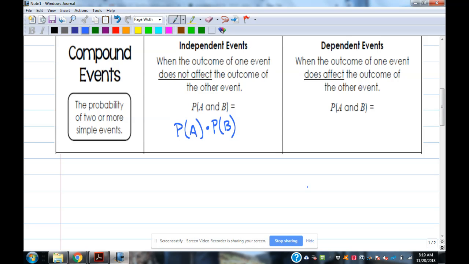But if I take that card out and I draw it, and then I lay it over here to the side, and then I go back to the deck and draw another one, that second time makes it a dependent event. So with replacement is independent, without replacement is dependent. That's the idea you want to get in your head here. With replacement is independent, without replacement is dependent.